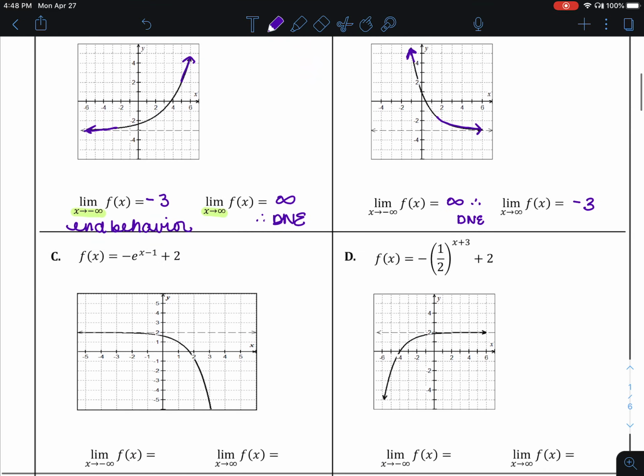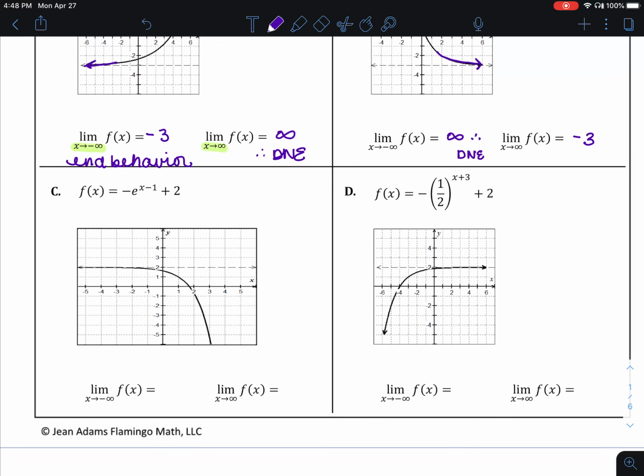Okay, so now we have 2 more examples, but these examples change things a little bit. If I look at this first function, based on the e alone, this should be a growth function. But because we have that negative out in front, it makes it decay. And so when you are looking at just the functions, try to recognize those things. It's a decay function. We have that +2, so we should know that our end behavior is going to be up 2 somewhere. Now let's look at the end behavior.